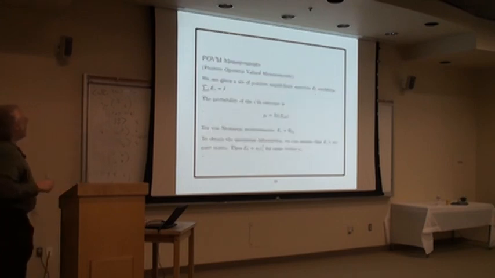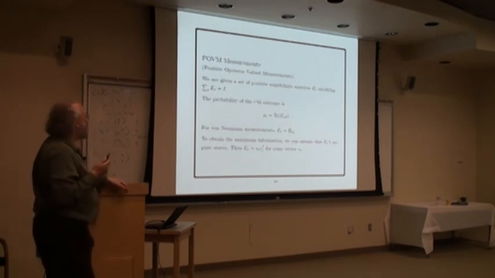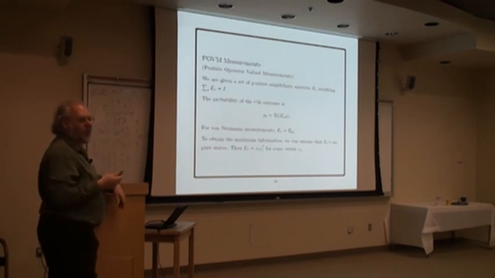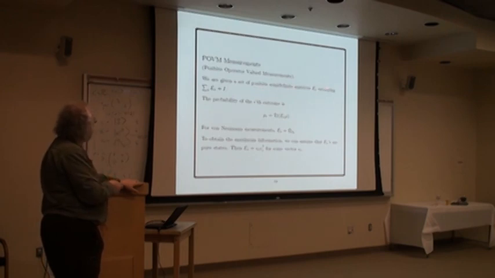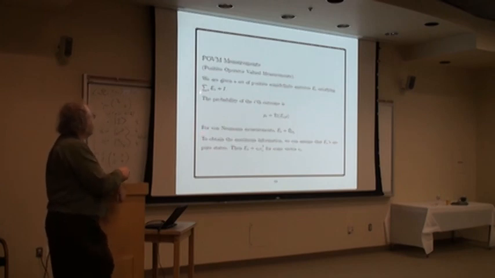Okay, let's try a different thing. But before we try a different example, let's talk about POVM measurements. I haven't mentioned POVM measurements, I've just talked about quantum measurements. But POVM measurements are a more general class of measurements. In fact, they're the most general class of measurements allowed by quantum mechanics. What you're given is a set of positive semi-definite matrices E_i, satisfying the sum over i of E_i equals I. And the probability of the ith outcome is p_i equals trace of E_i rho. And remember for von Neumann measurements, we had subspaces and E_i was the projection onto the ith subspace. And we also have the sum over i of the projections onto the ith subspace is I. So von Neumann measurements are a special case.